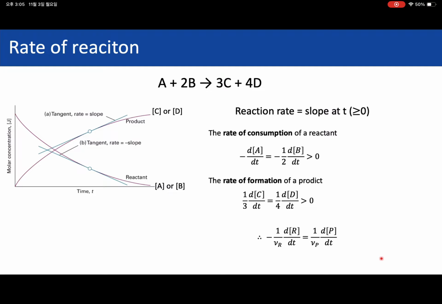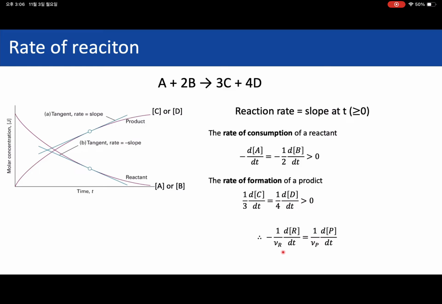If we summarize these two relations, we get the relationship that the rate of consumption of the reactant is the same as the rate of formation of the product. We define those two values as the rate of the chemical reaction. Just keep in mind that we have the negative sign for the slope of a reactant, and we always have the 1 over stoichiometric coefficient factor in front of it.